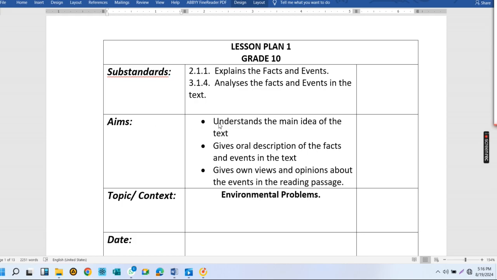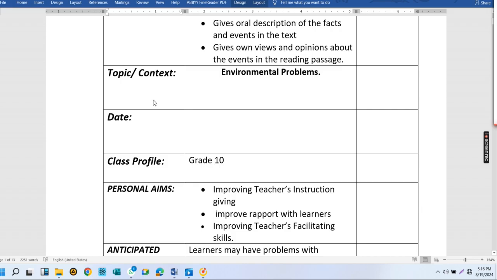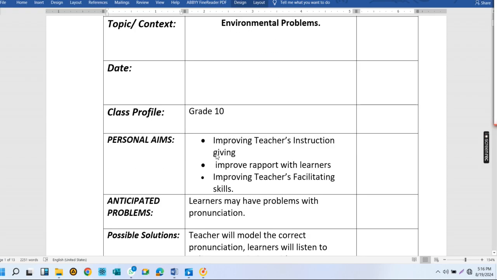And I have derived three aims here: understands the main idea of the text, gives oral description of the facts and events in the text, gives own views and opinions about the events in the reading passage. And topic or context, we can also call it context. My topic is environmental problems, and I shall write the date here, and this is my class profile because this lesson plan is designed for lesson delivery to grade 10.